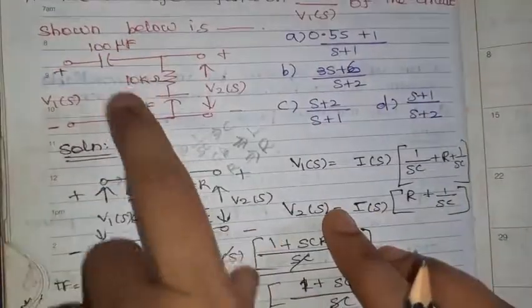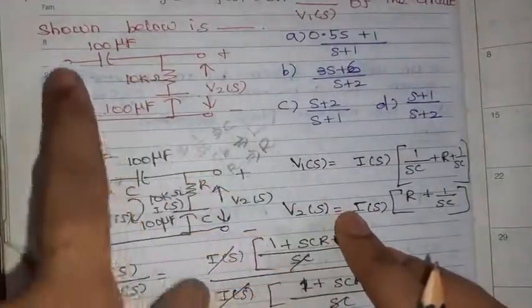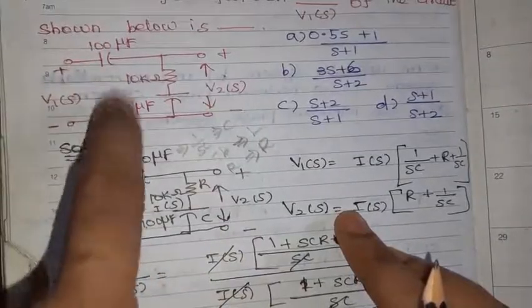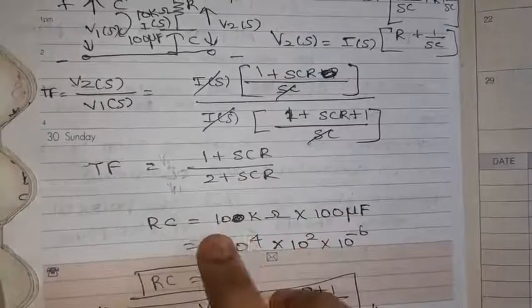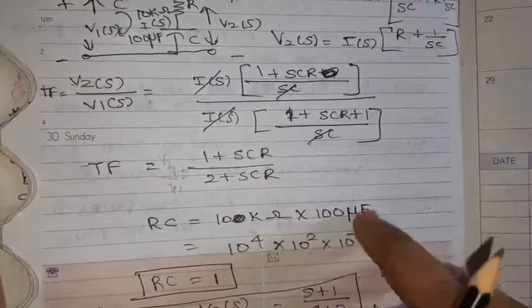Now we are going to substitute the values of RC. What is the C value? 100 microfarad. R value 10 kilo ohm. So what is RC? 10 kilo ohm into 100 microfarad.